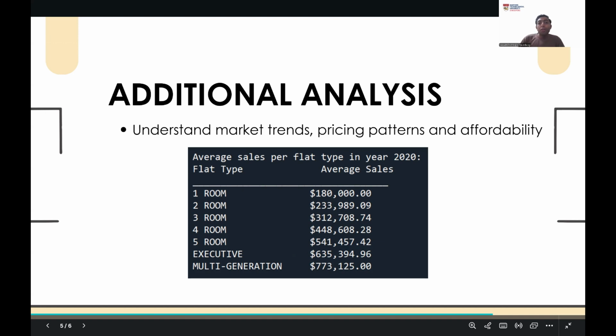People who are planning for a cheaper alternative can go for 1 or 2 room based on the amount given over here. That's how useful it is.